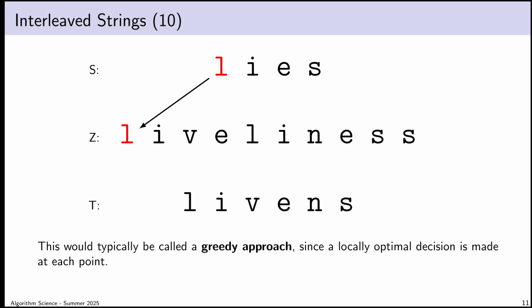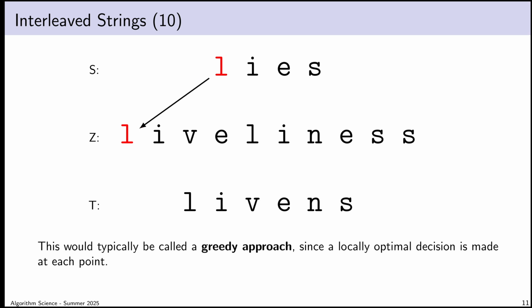A general definition that I think there seems to be a consensus on is that a greedy approach is one where at each step, in each state of the algorithm, as you try to make progress, you make a locally optimal decision. So I need an L. I'm going to go grab an L from anybody that can give it to me, because I don't know anything else besides that I need an L.